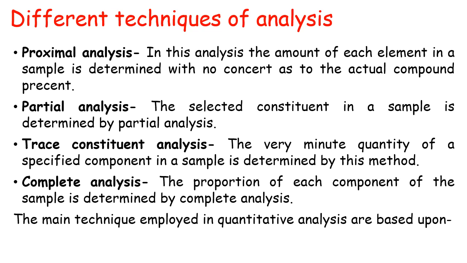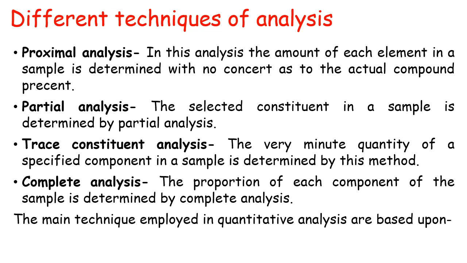Next, partial analysis. The selected constituent in a sample is determined by the partial analysis. Next, trace constituent analysis. The very minute quantity of a specified component in a sample is determined by this method. Next, complete analysis. The proportion of each component of the sample is determined by the complete analysis.